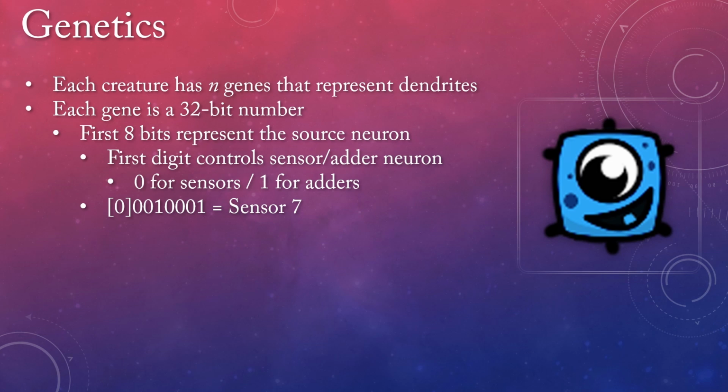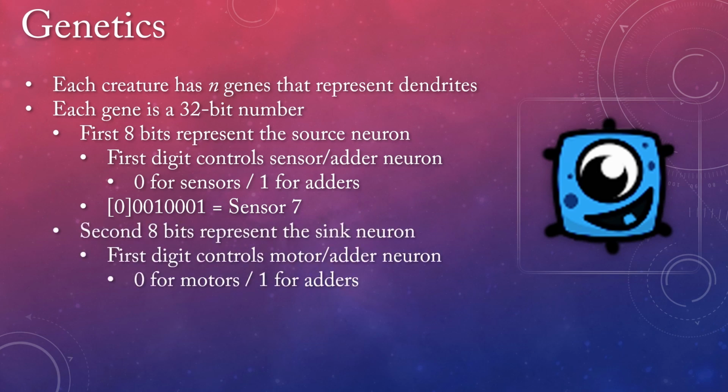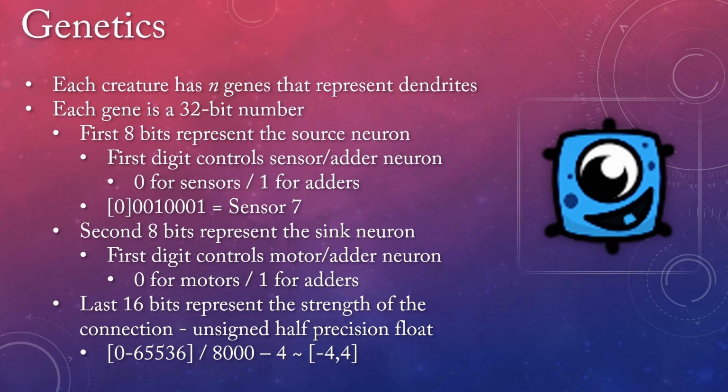of the neuron. So in this example, these 8 bits represent sensor 7, and this ID is modded with the total number of neurons of that type there are. So in this case, if there aren't 7 sensors, you mod this number with however many sensors there are, and use that as the ID. And then the next 8 bits represent the sink neuron for that dendrite, again with the first digit controlling what kind of neuron it is, in this case 0 for motors and 1 for adders. And then the last 16 bits represent the strength of that connection, or the strength of that dendrite.